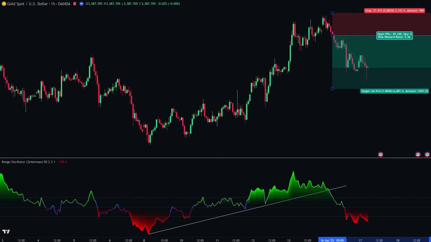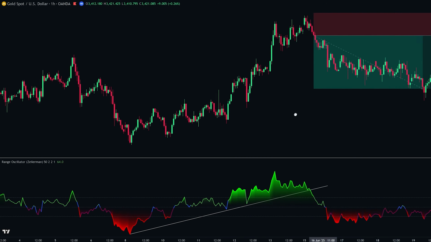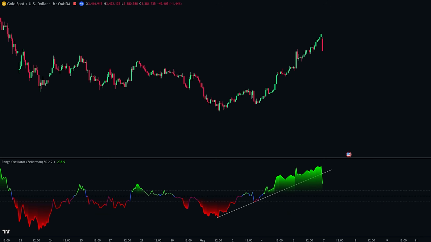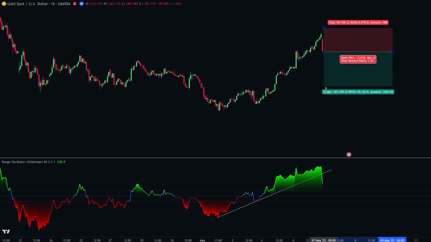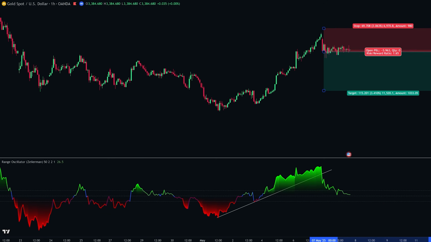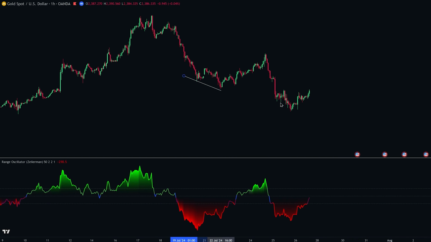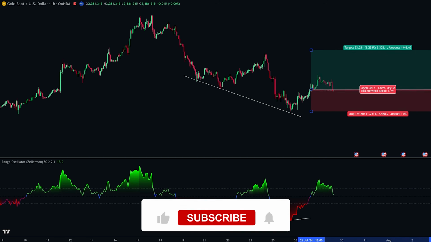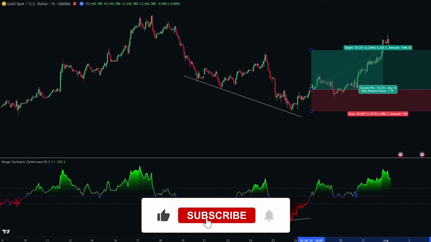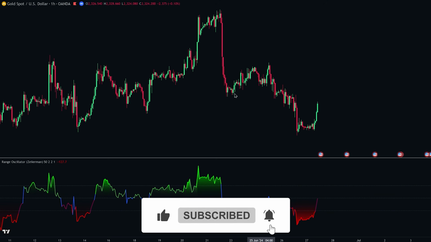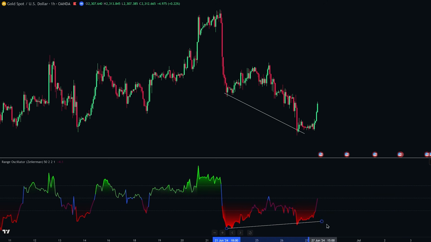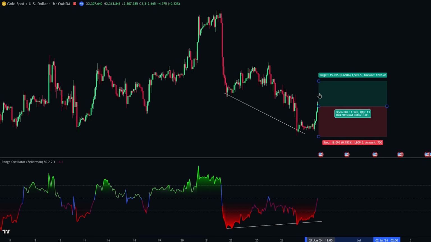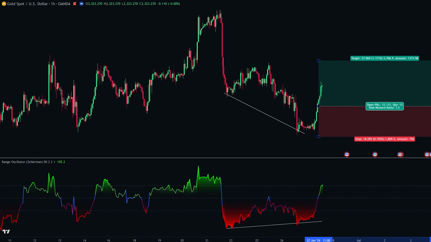So, to wrap things up, think of the range oscillator by Zeiierman as your market pressure gauge. It doesn't just tell you if the market is overbought or oversold with static lines. It visually maps the intensity and context of the price movement within its current volatile environment. The core innovation here is its adaptive range detection. Instead of fixed levels, it builds a dynamic range based on ATR and recent price movement, which means it automatically adjusts to both quiet and chaotic markets.